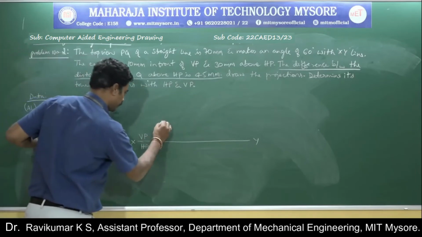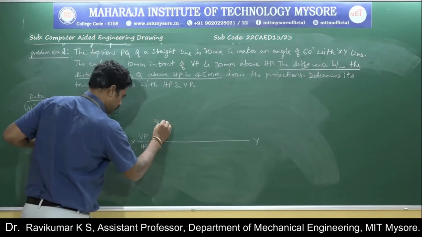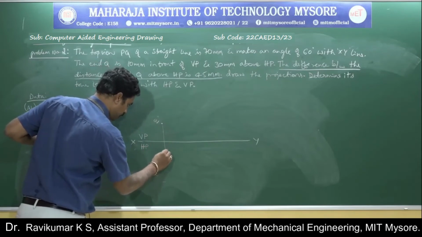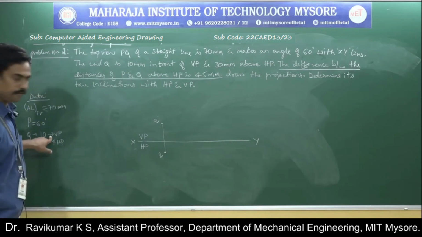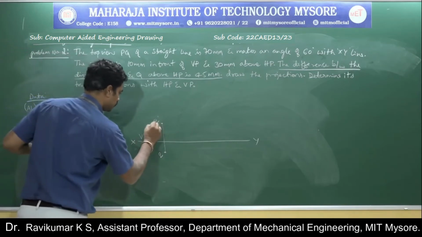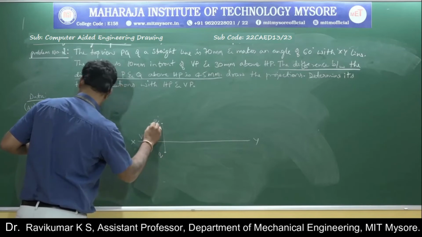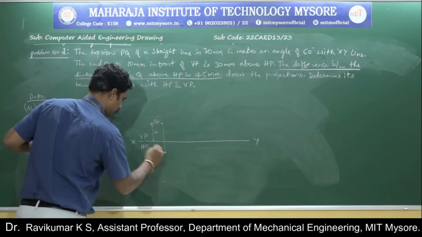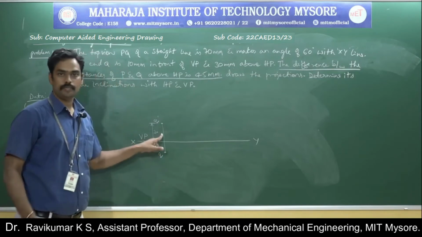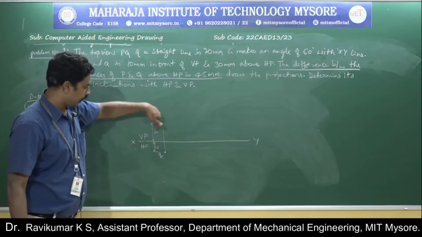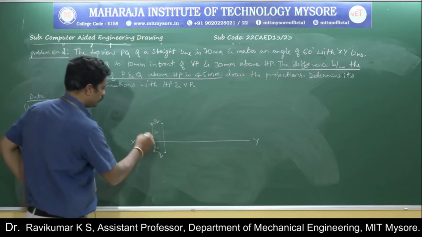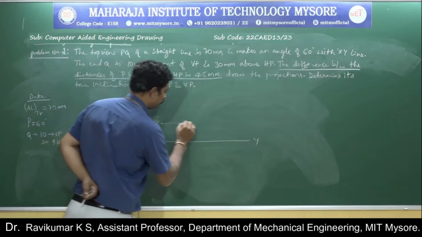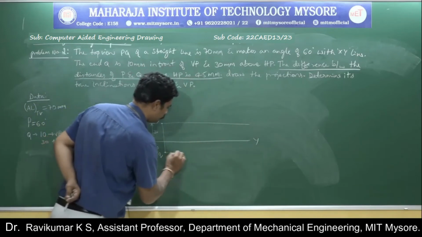So 30 mm above HP, Q dash, then 10 mm below, or in front of VP. So just have the dimensions here. This is 30 and this one is 10. Remember, you need to maintain a minimum 8 mm gap between the projector line and the dimension line. Minimum 8 mm gap. Fine. So once you locate point Q, draw the locus of Q.